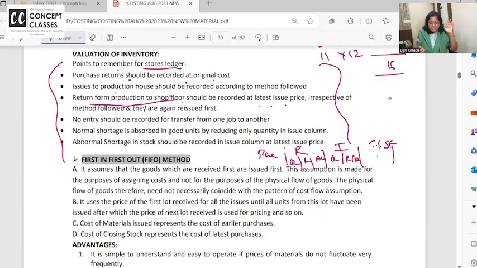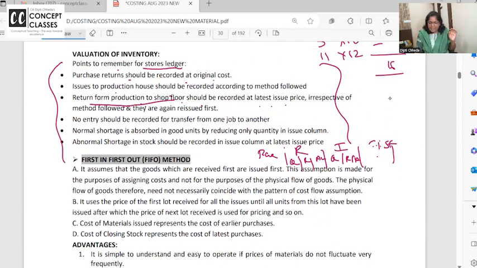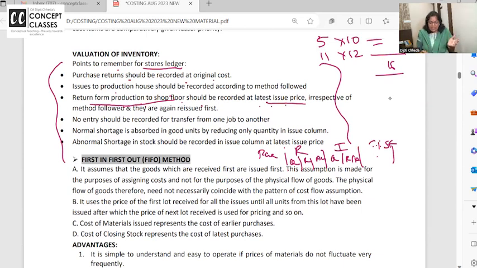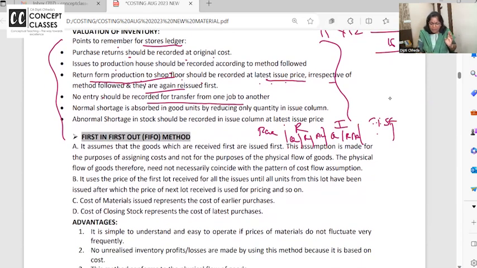So production to shop floor, take it at the latest issue price, irrespective of the method followed, and reissue that first. The one that came back, if after 2 days they ask for material, send that material first. No entry to be recorded when there is transfer from one job to another job. Nothing is coming back to me.